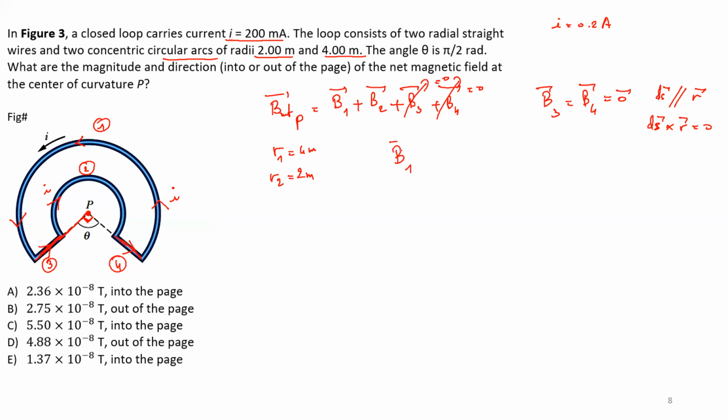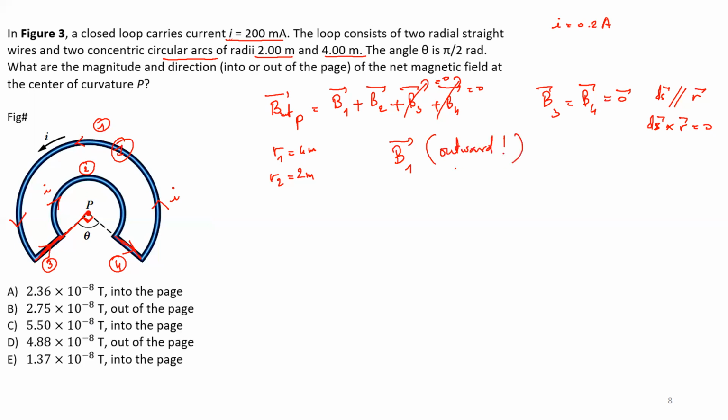What's the direction of B1? What do you think? The direction of the current created by arc 1, the big arc. You use the right-hand rule, right? My thumb will be pointing along the direction of the current. You see that my fingers are pointing out of the page. So B1 is pointing outward, out of the page.